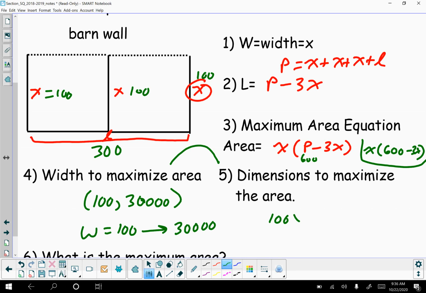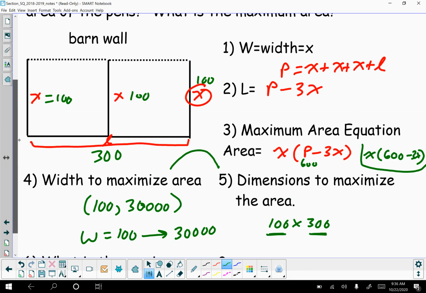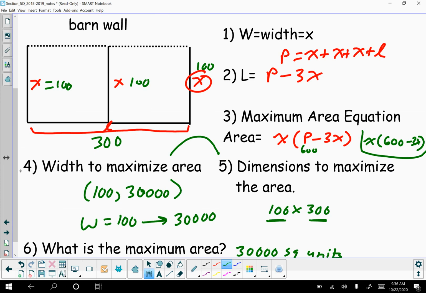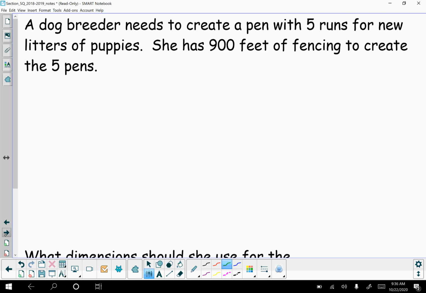100 by 300. Okay, so you're going to have an x value of 100 and a length of 300. And what is the maximum area? The maximum area, we already said it. It's going to be 30,000 square units. Square feet, actually. Let's make that feet. Okay, again, we can go over these more in class.